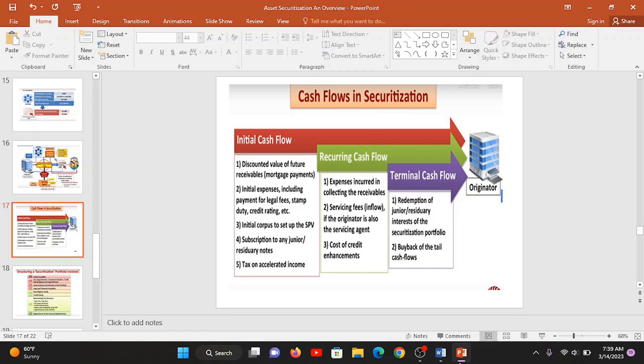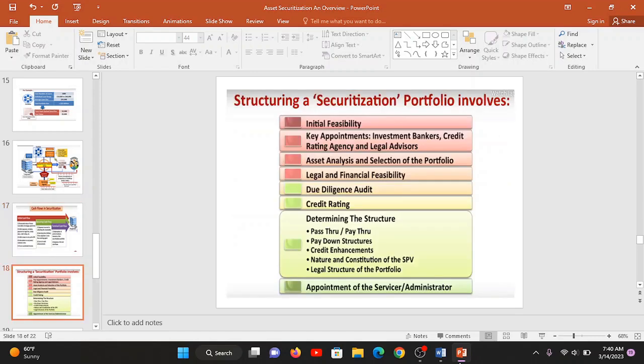So these are the different types of cash flows which the originator can showcase, and can be used for marketing purposes and showcased to the potential buyer. And if the buyer is interested after looking into these cash flows, then all is great. They'll be happy to come in. And now this is the entire structuring of a securitization of a portfolio.